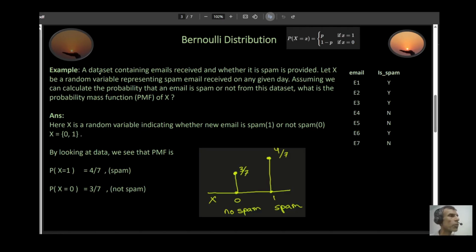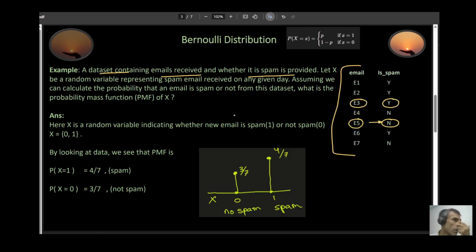Let's say you're provided a data set that contains emails received and whether each is a spam or not. This is the data set that's provided to you. In this case, let's say you can tell that email E3 is a spam. It says Y means spam and N means not a spam. So email 5 is not a spam. Let X be a random variable that indicates whether the email that you received is a spam or not a spam.